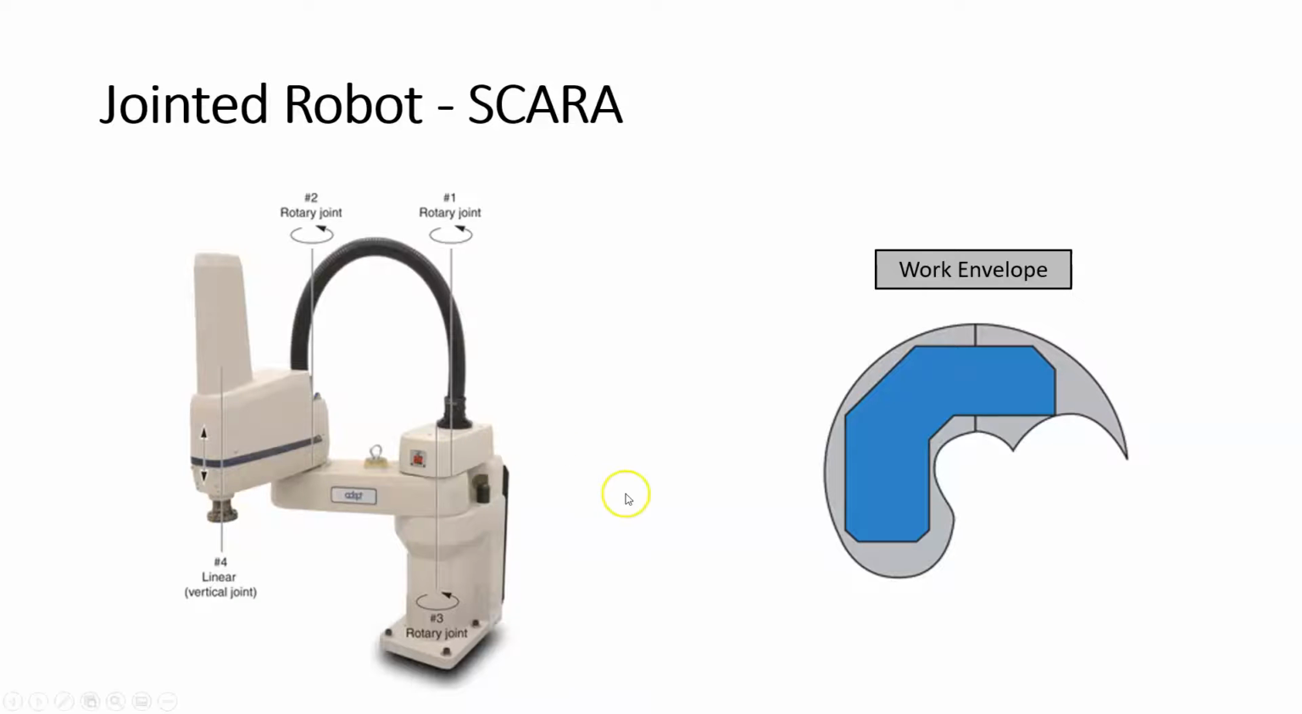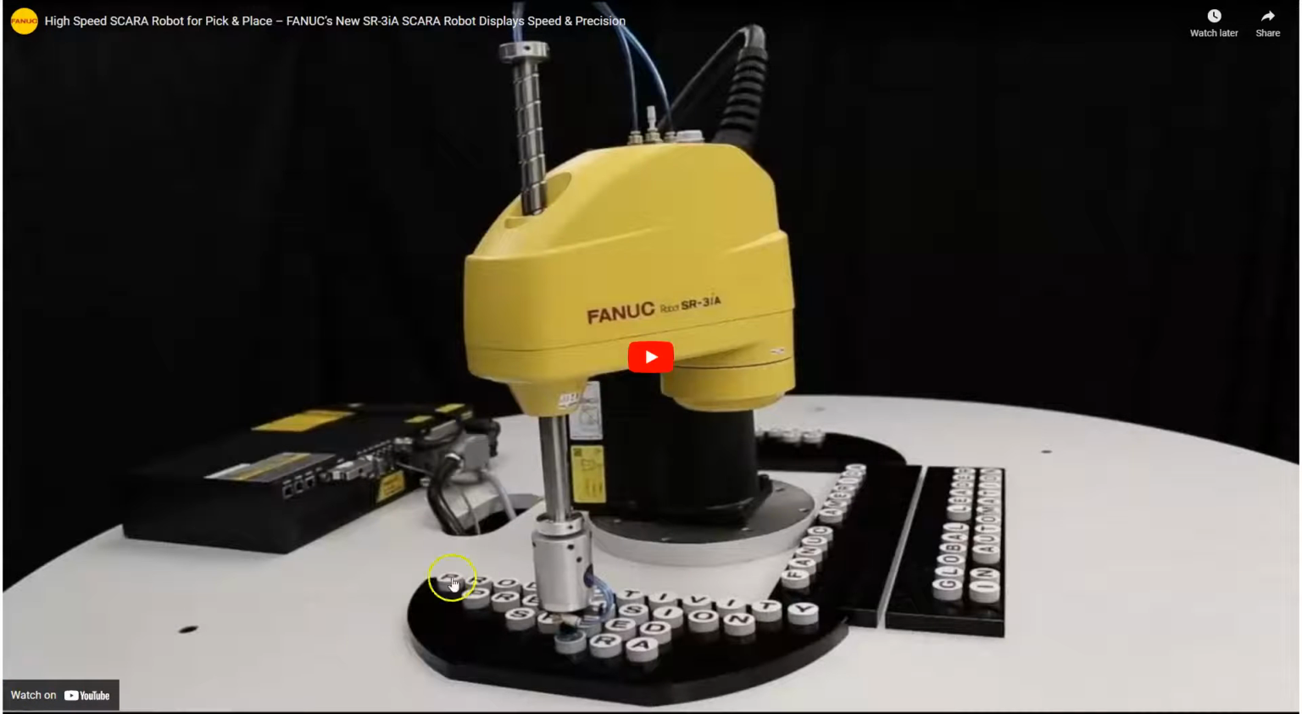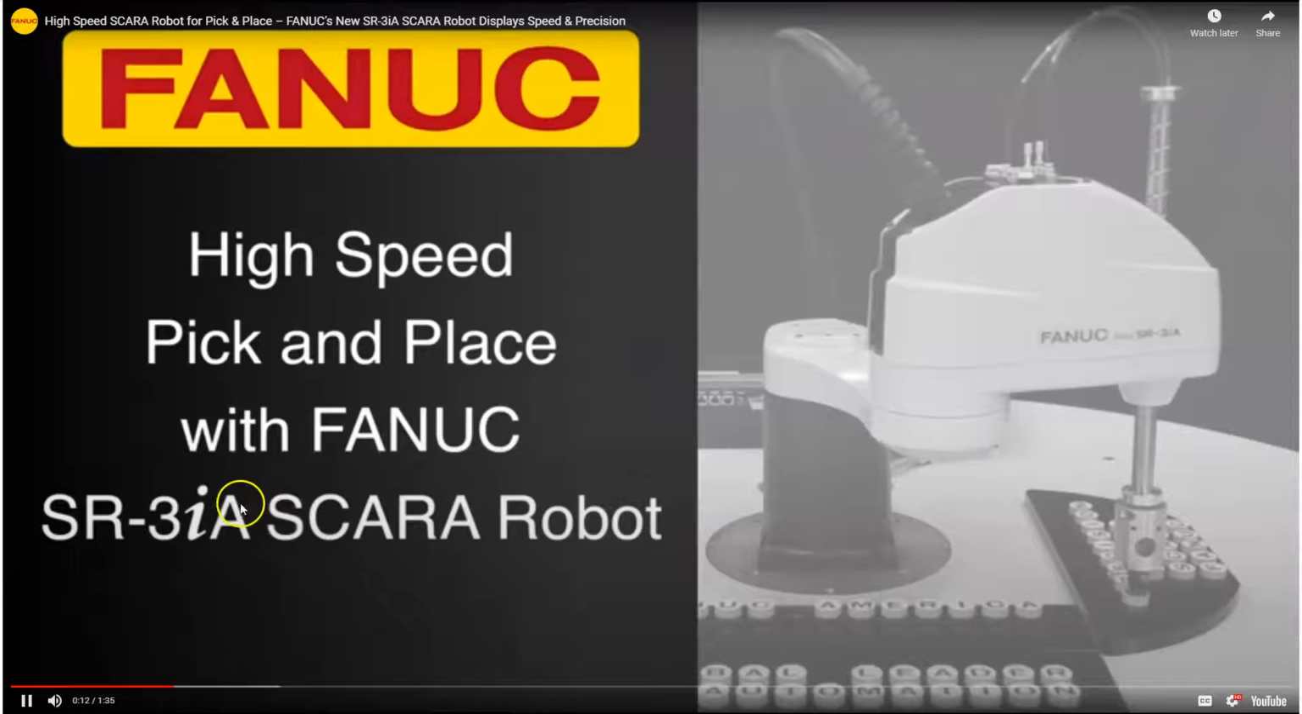All right, so I have a video of a SCARA robot, so we're going to have a look at that right now. So here's a FANUC SCARA robot, and you'll see basically all the SCARA robot is doing in this example is moving these numbered or these lettered discs from one area to the next, but it moves lightning fast.